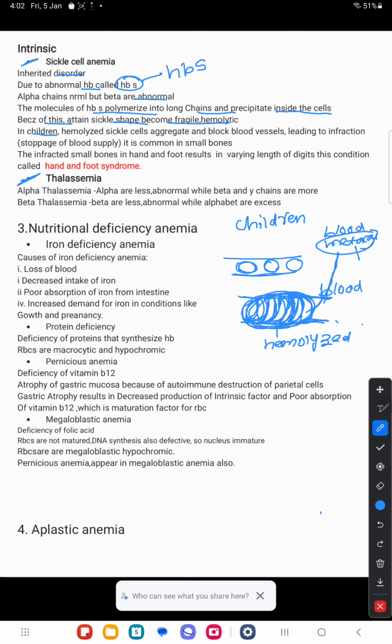Now there is no movement within the blood vessels, so there will be stoppage of the blood supply to those metacarpal bones, and there will be no nutrition. The digits and the metacarpal bones vary in length, and the person will have this hand and foot syndrome. If it occurs in the hand, it will be hand, and if it occurs in the foot, they will have hand and foot syndrome. Okay, once again, the infarcted small bones in hand and foot result in varying length of digits. This condition is called hand and foot syndrome.